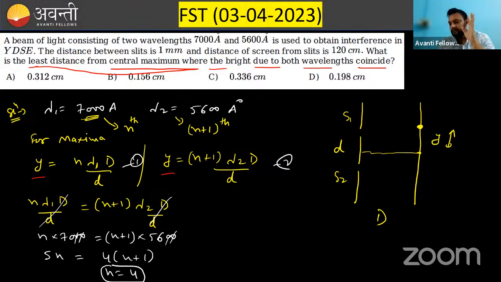How many of you remember this relation, n lambda D by d? But remember one thing, this is to be remembered. This is the most famous question of wave optics, when the two maximas will coincide: the nth maxima of the higher wavelength and the n plus 1th maxima of the lower wavelength will coincide.